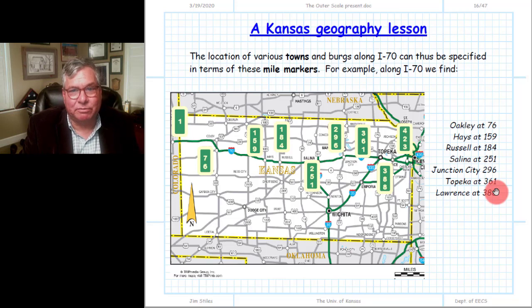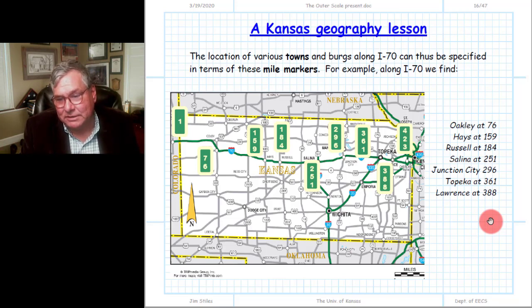The fact that Lawrence is at 388, for example. Well, that means that we're 388 miles away from the western border, to be sure. But we didn't really have to start our index at 1 at that western border. We could have added 125 to that value, and have the first index there be 125, and therefore the index at Lawrence would be 413 or something like that in that case. Again, the number's pretty arbitrary. It really doesn't mean very much.